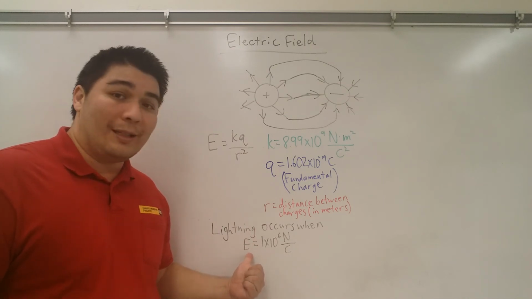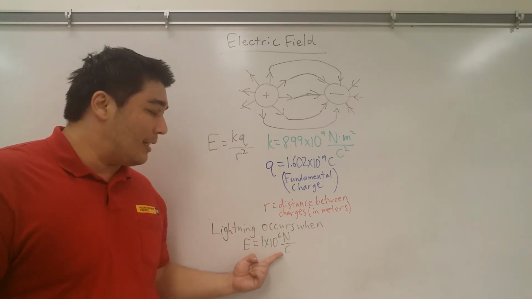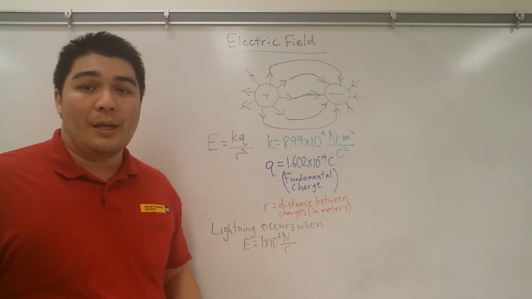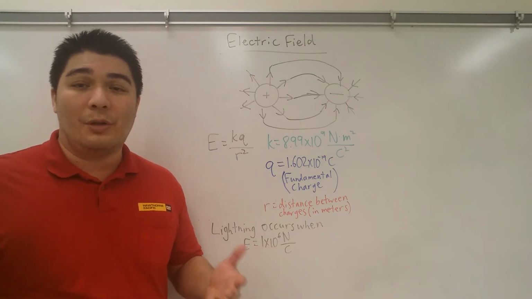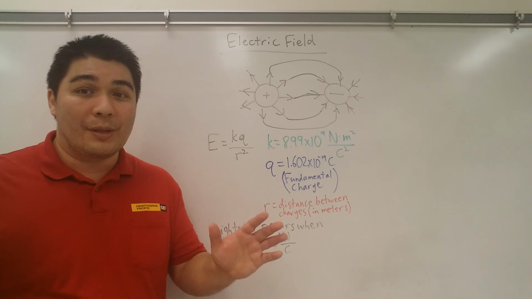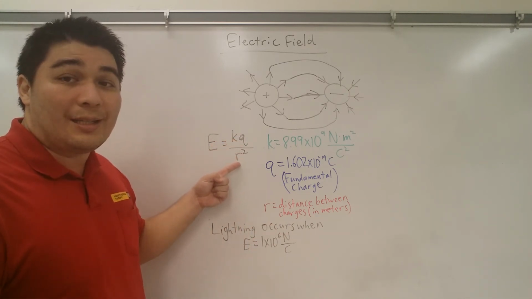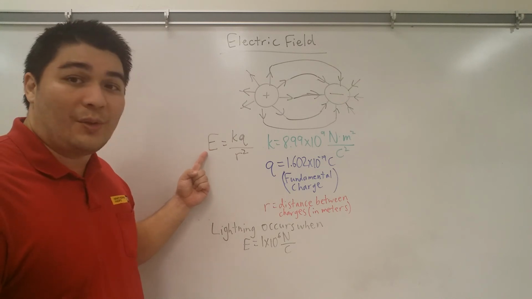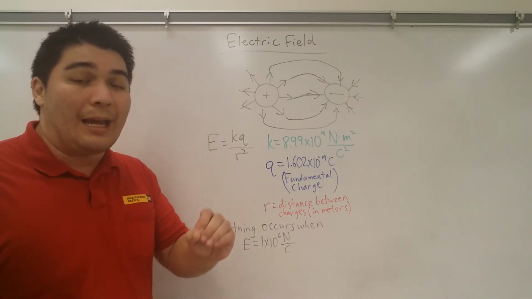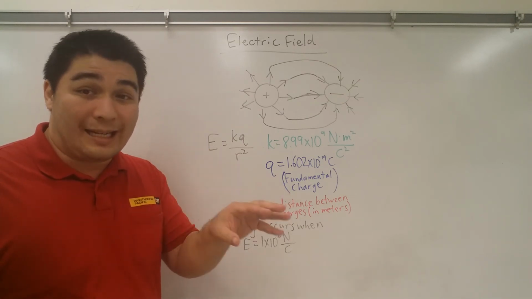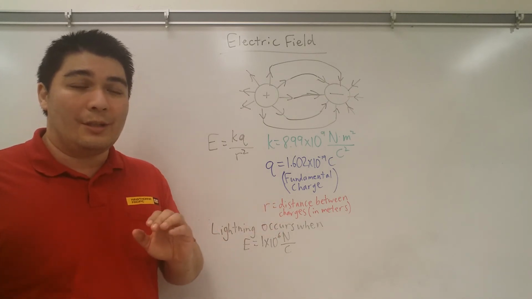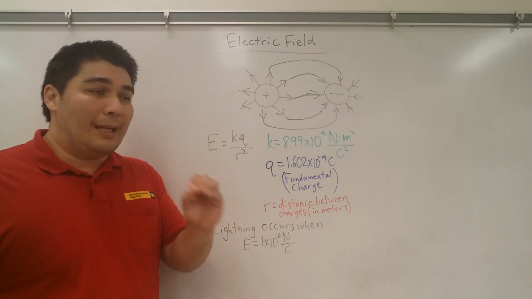And the condition is when the electric field is 1 times 10 to the 6 newtons per coulomb. So when it's 1,000,000 newtons per coulomb, lightning will strike. However that occurs, it could be that the charge is big enough, or it could be that the distance is small enough that gets the electric field to that magic number, and then boom, lightning occurs.